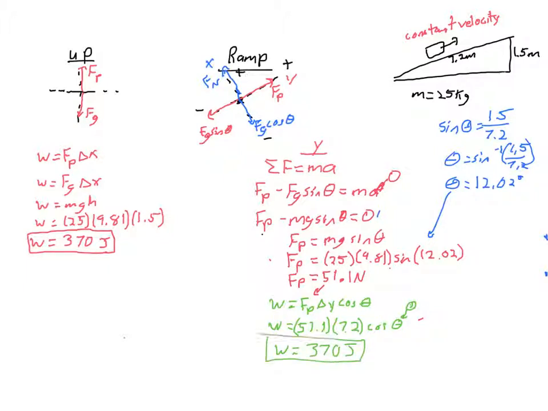In other words, if you neglect friction, if you don't have any other non-conservative forces in there, ideal ramp, the amount of work you do to go up the length of the ramp is the exact same as if you went straight up, which proves very, very useful.